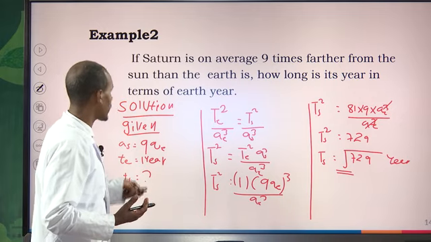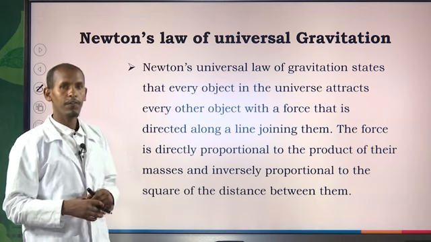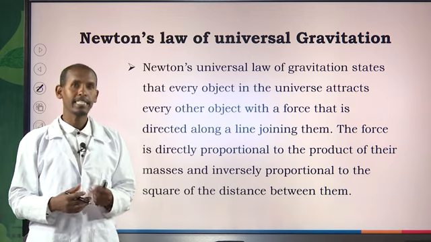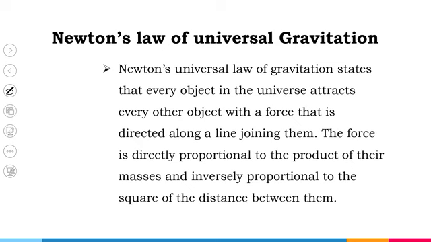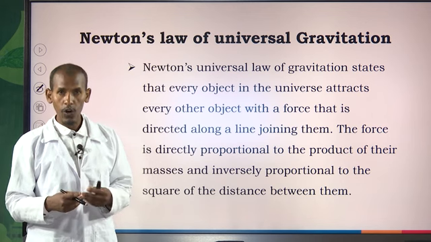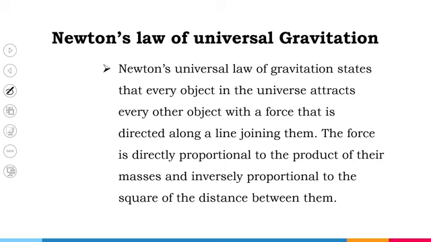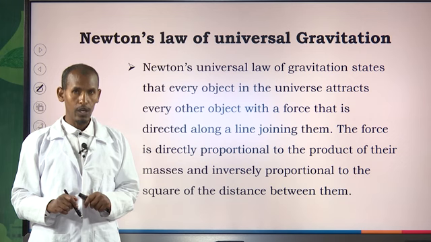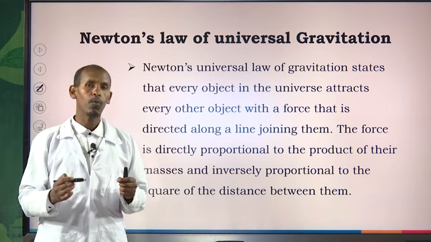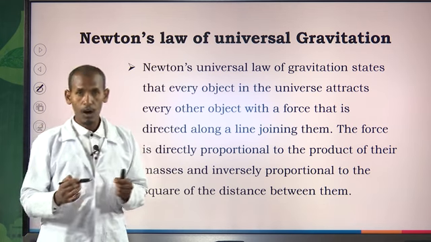So the next topic for today is Newton's law of universal gravitation. Newton's universal law of gravitation states that every object in the universe attracts every other object with a force that is directed along the line joining them. The force is directly proportional to the product of the masses of the objects and inversely proportional to the square of the distance between the two objects.